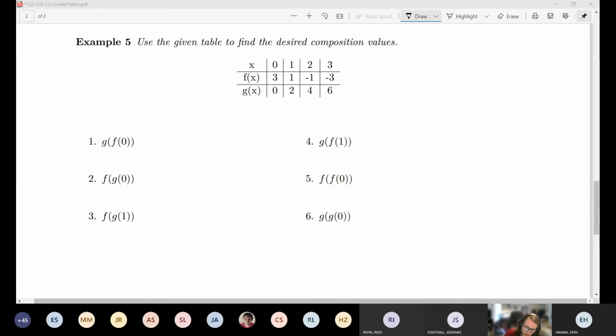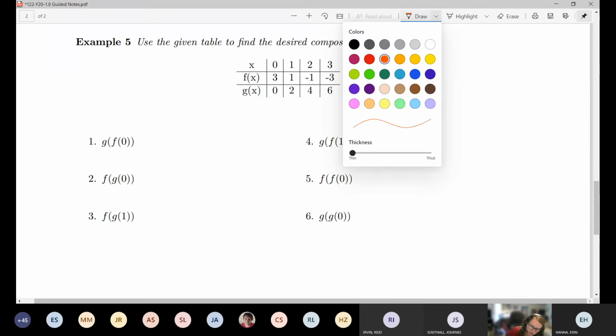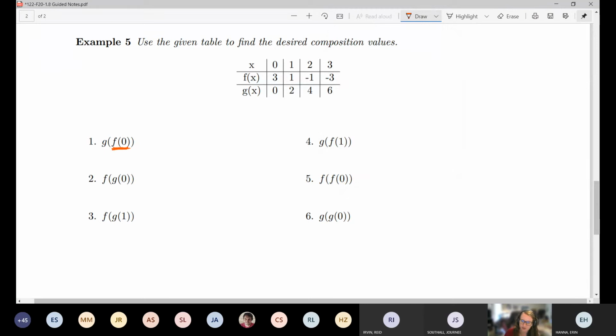If you're wondering how to read this table, say you want f of 2. Here are the values of f of x at x equals 2, so you just go and meet yourself on the table. Again, inside out. The first thing I'd want to calculate is f of 0. So f of 0 would be 3, so this is equal to g of 3. And if I look for g of 3, that gets me that my value is 6.